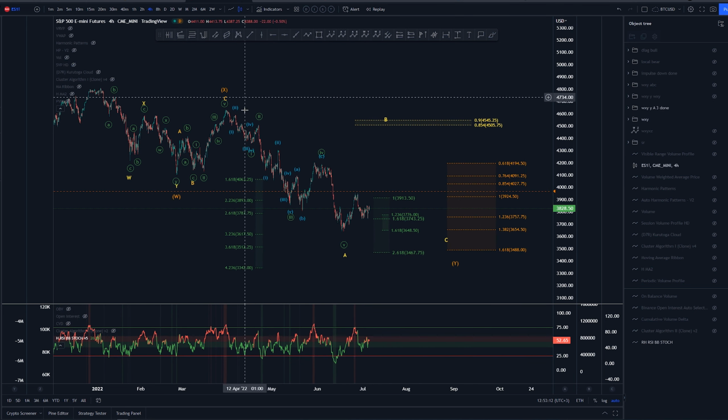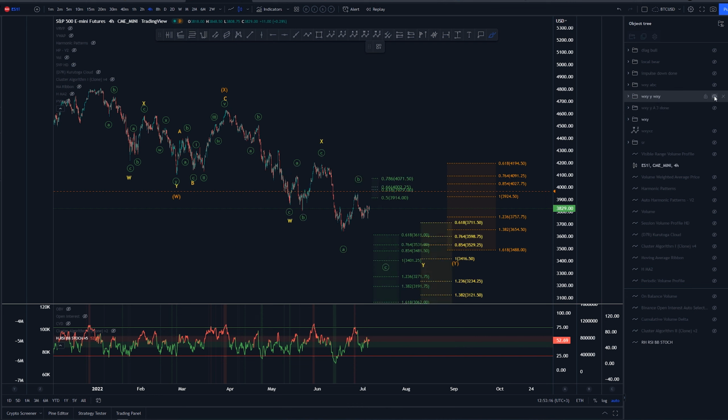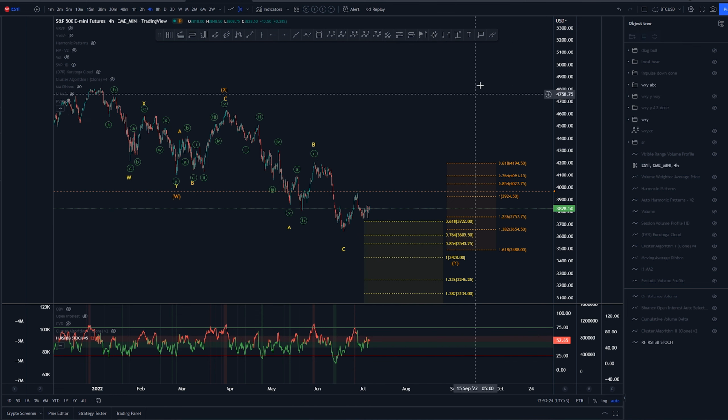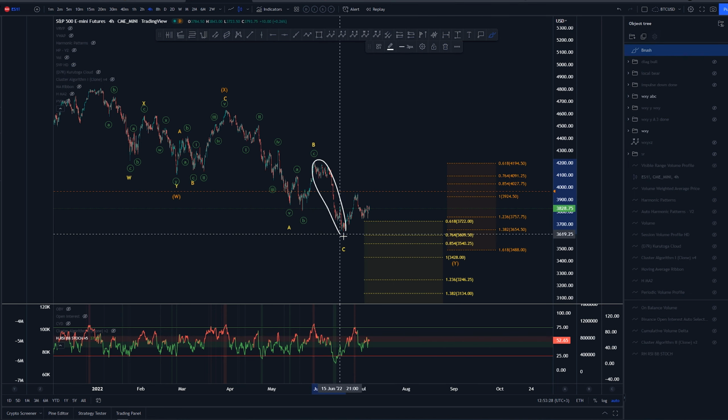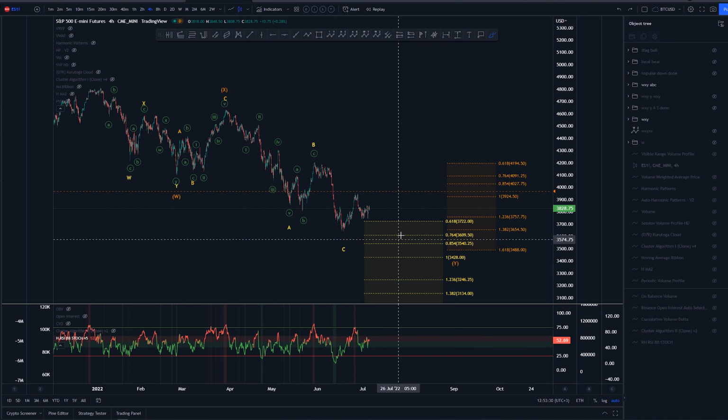So overall we have quite a few different scenarios. I'm just showing you these. This is my favorite that I'm going to be going more into on this video. But again, there are multiple scenarios that could be playing out. Some are saying that we already have completed this C wave in here, and now we would be looking bullishly higher.